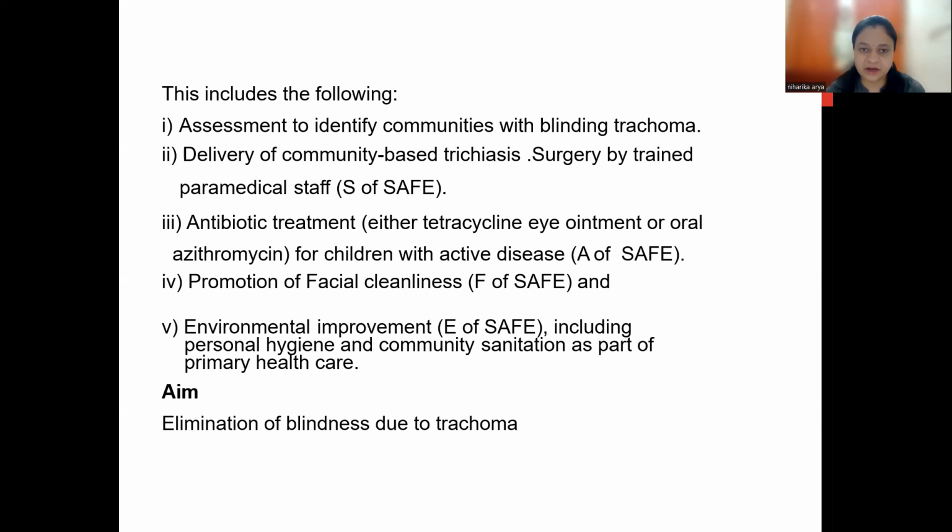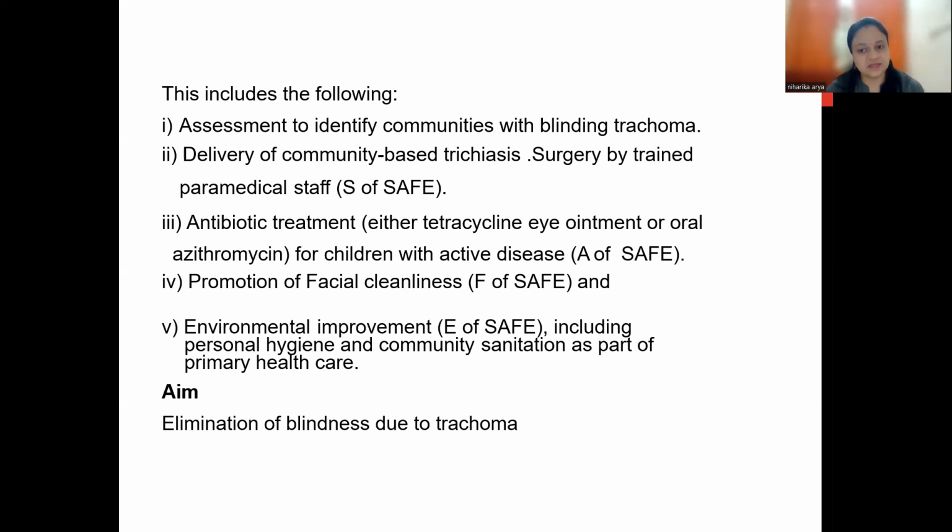Second is antibiotic treatment, either tetracycline eye ointment or oral azithromycin for children with active disease. So A of SAFE stands for antibiotic treatment. Then promotion of facial cleanliness: F of SAFE stands for facial cleanliness. Environmental improvement: E of SAFE, including personal hygiene and community sanitation as a part of primary health. So this is the SAFE strategy.